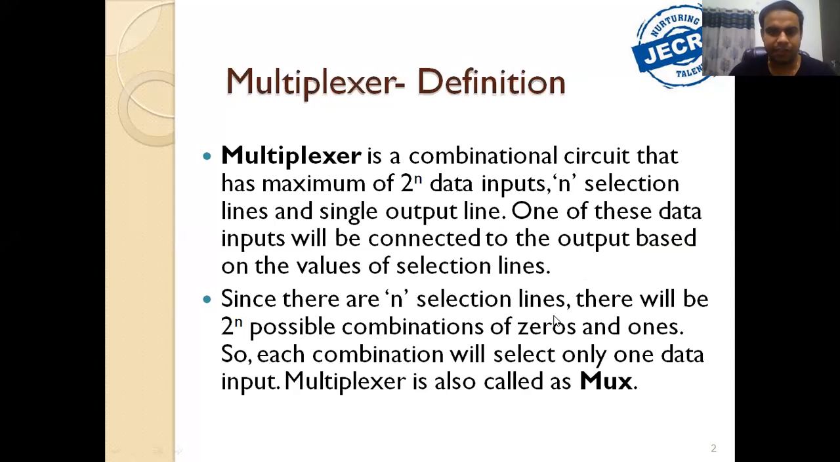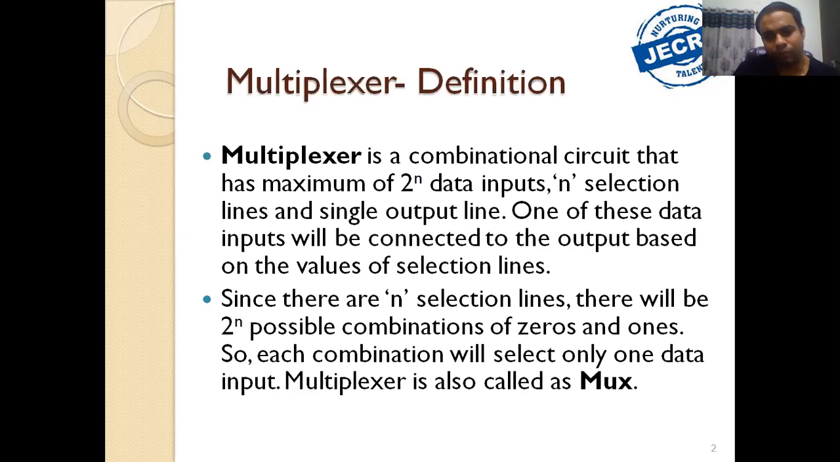What is basically the multiplexer? The multiplexer, by definition, is a combinational circuit that has a maximum of 2 power n data inputs, where n represents the selection lines, and a single output line. One of these data inputs will be connected to the output based on the values of the selection lines. Since there are n selection lines, there will be 2 power n possible combinations of zeros and ones. So each combination will select only one data input. Multiplexer is also called mux.